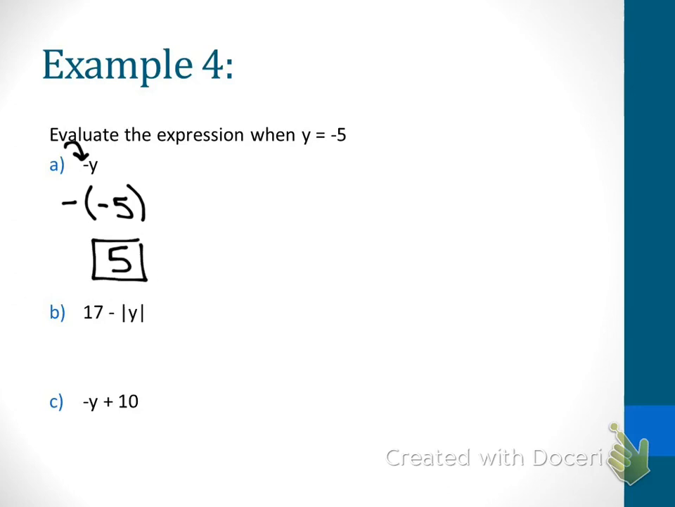All right, so now let's look at B. 17 minus the absolute value of y. Again, we're going to go original problem, substitution, and then box our answer. So 17 minus the absolute value of -5. But what is the absolute value of -5? 5. Just 5. So 17 minus 5 gives me my answer of 12.